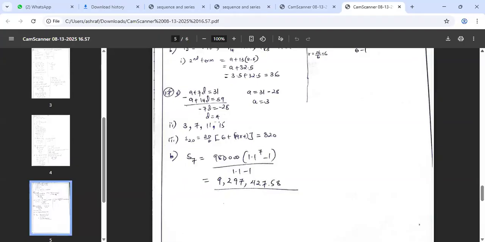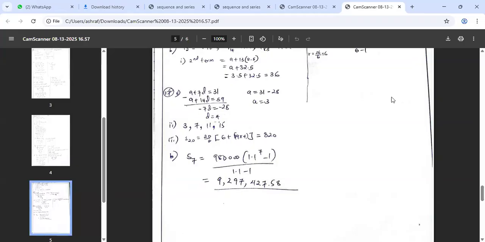So if you work out, you're getting this. It's just like you're getting the sum of the first 7 terms. So you'll get this. Then to the nearest shilling, it will round up to 9,297,428 shillings. Any question? Any question?